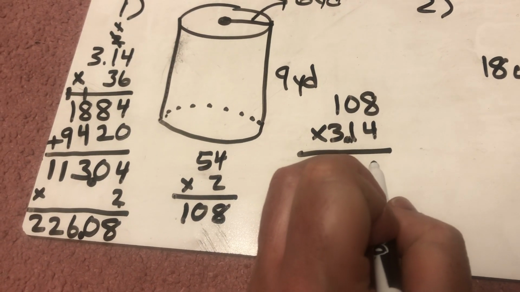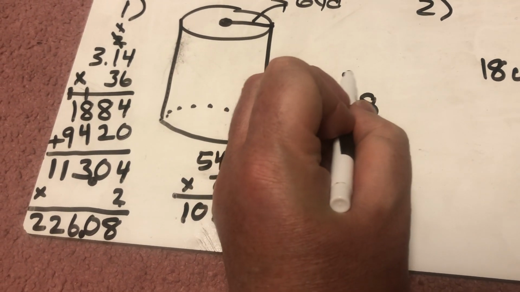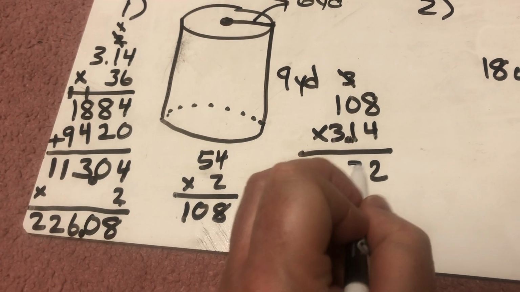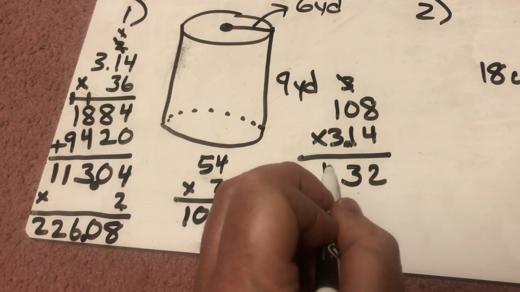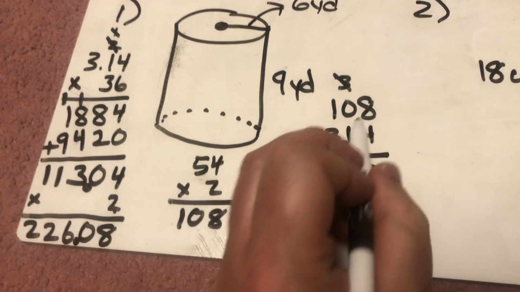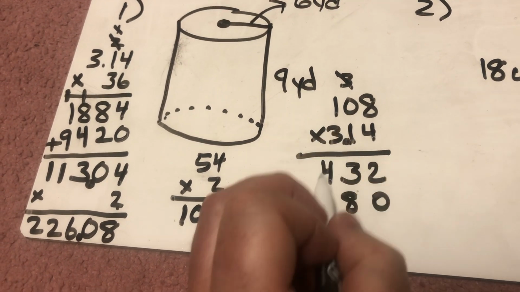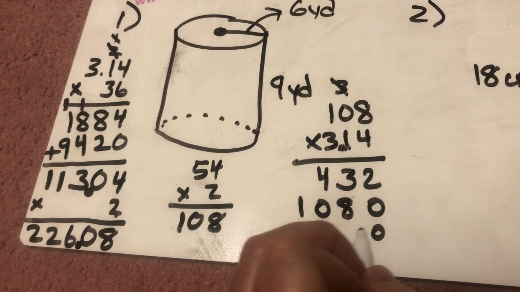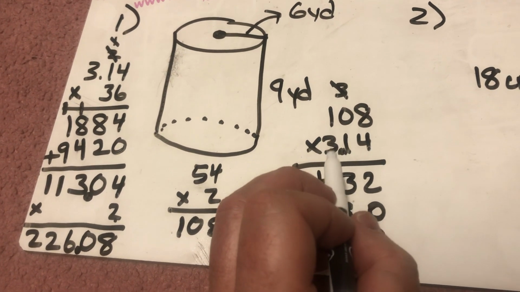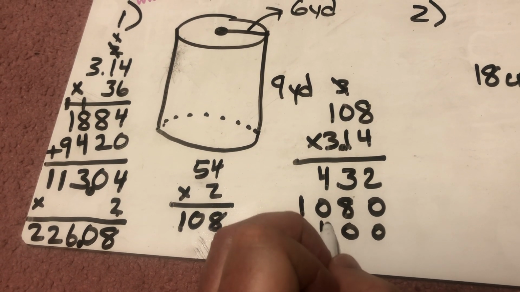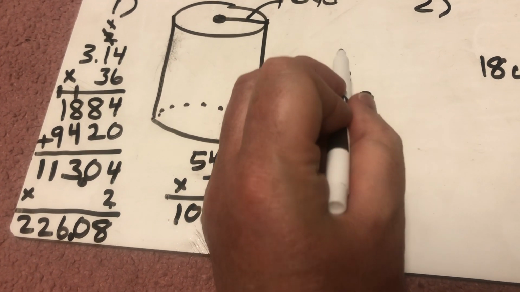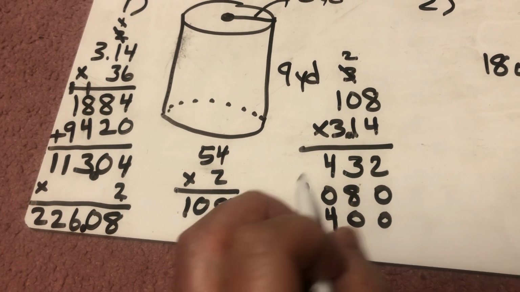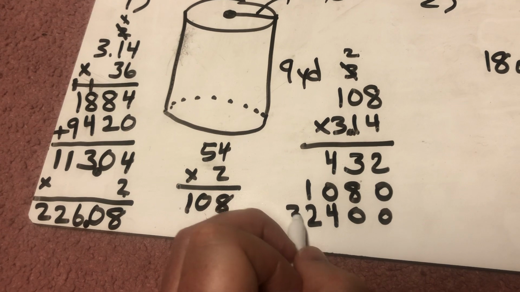4 times 8 is 32. Put the 2 down, carry the 3. 4 times 0 is 0, plus 3 is 3. 4 times 1 is 4. Put the 0 down. 1 times 8 is 8. 1 times 0 is 0. 1 times 1 is 1. Put 2 zeros down so they all line up with my 3. 3 times 8 is 24. Put the 4 down. Carry the 2. 3 times 0 is 0, plus 2 is 2. 3 times 1 is 3.